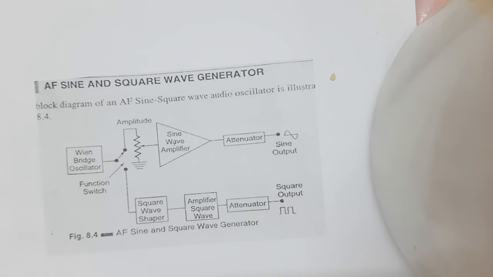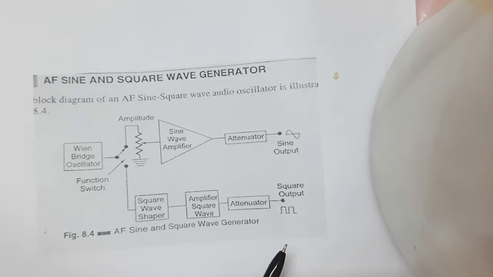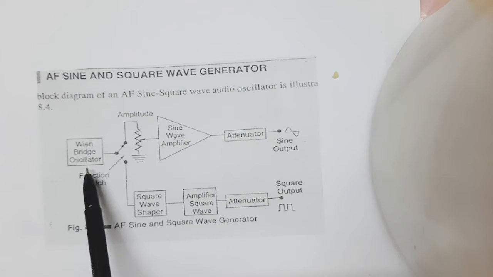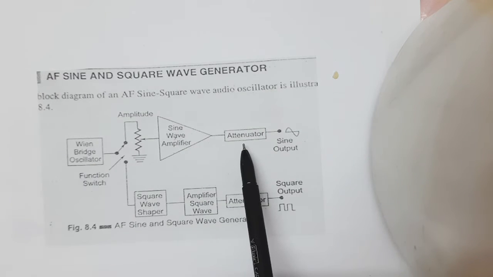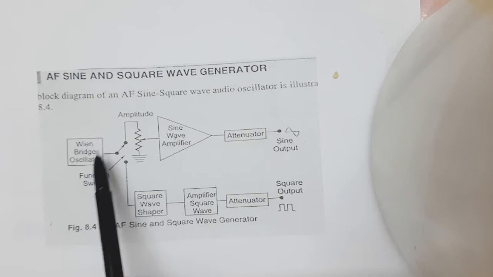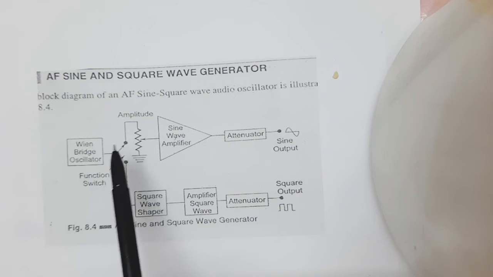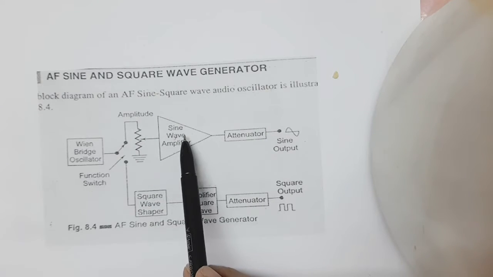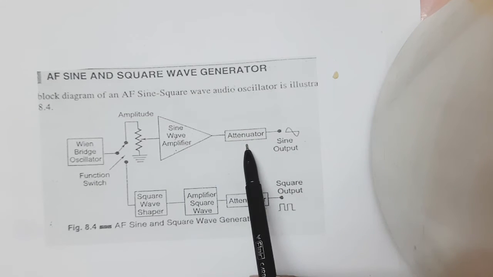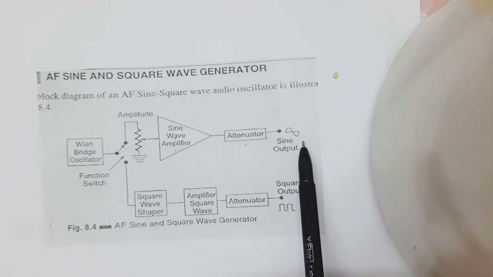This is our block diagram. From the block diagram we can say this is our oscillator and this is our attenuator. We are using a Wien bridge oscillator, which generates the sine wave. This generated sine wave is given to the sine wave amplifier. Amplification takes place, and it is given to the attenuator. Attenuation takes place and we get a pure sine wave at the output of the AF sine and square wave generator.